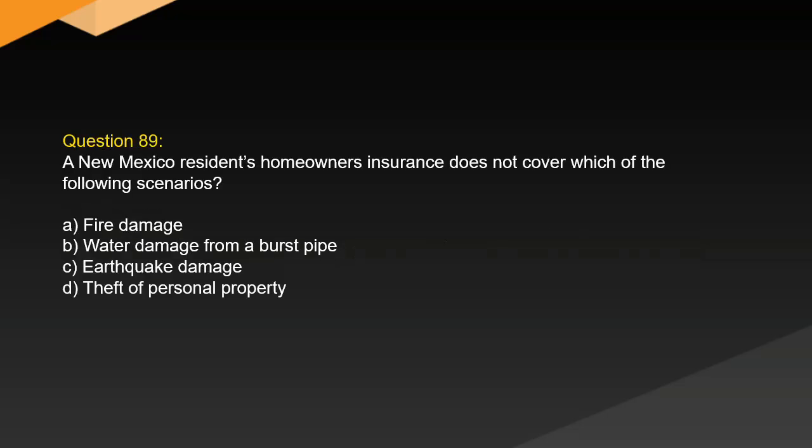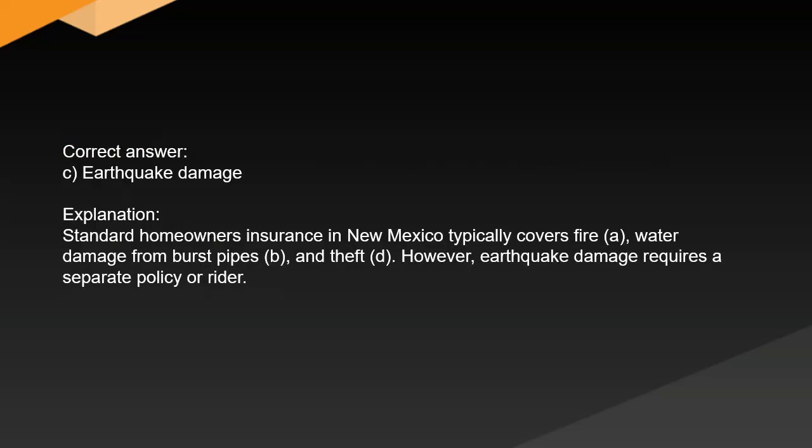Question 89. A New Mexico resident's homeowner's insurance does not cover which of the following scenarios? A, fire damage. B, water damage from a burst pipe. C, earthquake damage. D, theft of personal property. Correct answer: C, earthquake damage. Explanation: Standard homeowners insurance in New Mexico typically covers fire, A, water damage from burst pipes, B, and theft, D. However, earthquake damage requires a separate policy or rider.